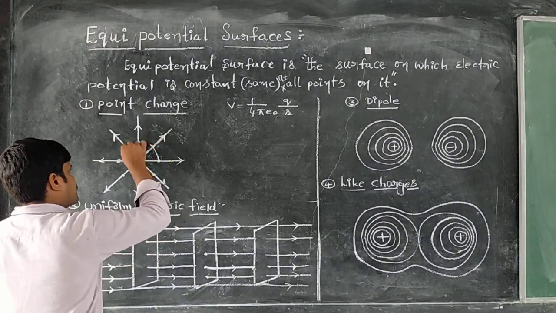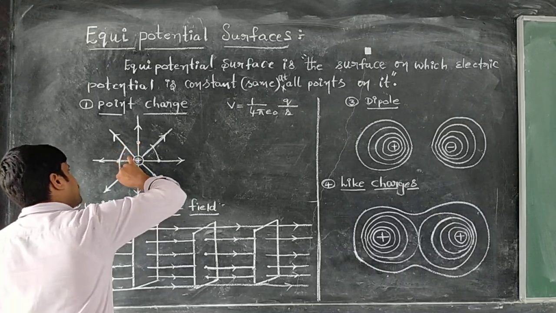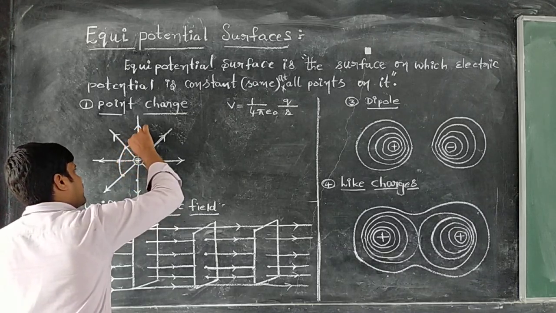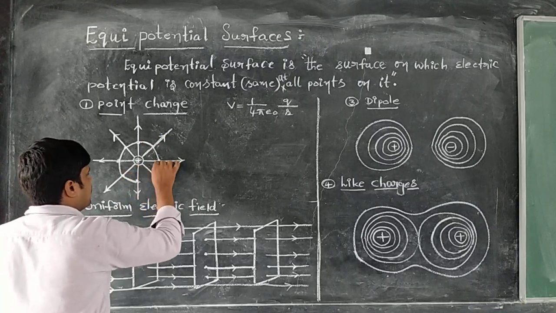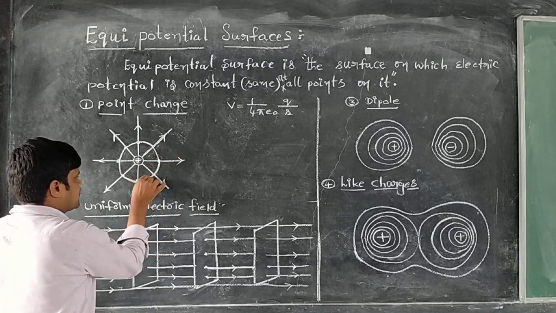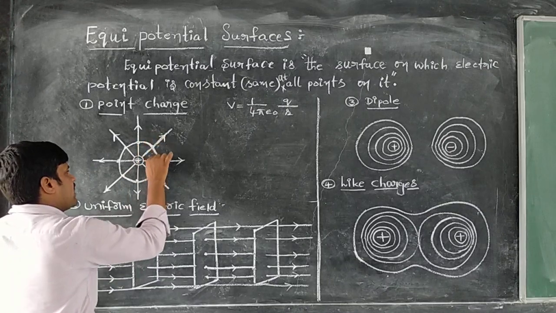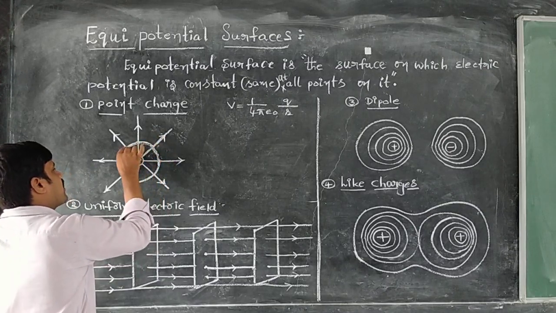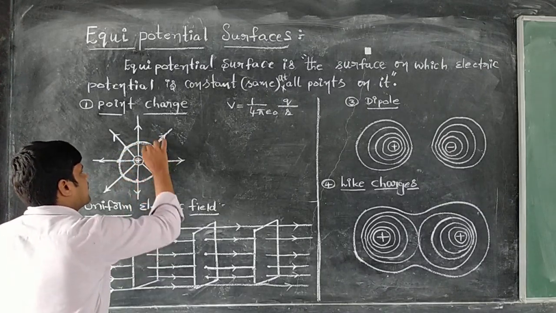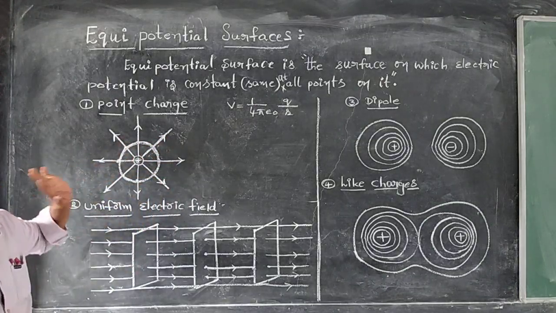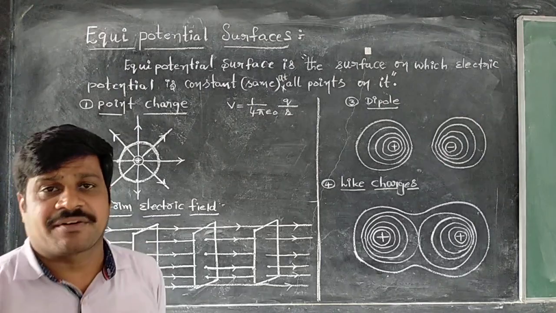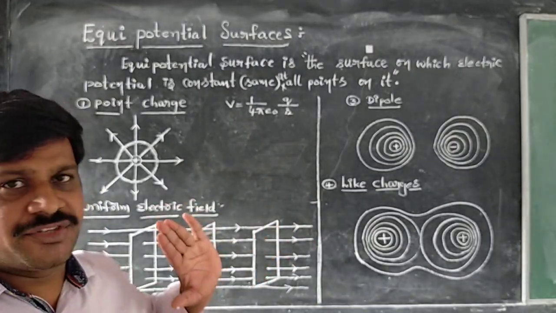Okay, you just make them join. Then what kind of shape you may get? You may get a spherical shape here. Now, whatever shape I have drawn here, this shape is nothing but the equipotential surface. This complete shape is the equipotential surface for that point charge.